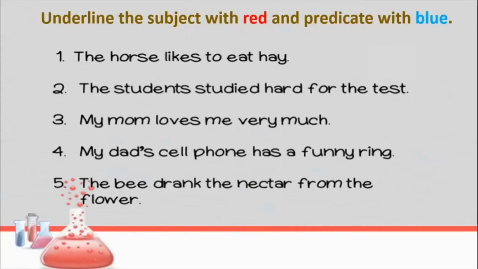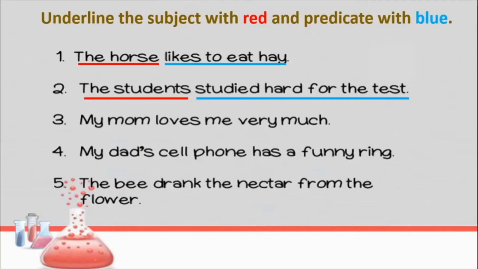Okay? So let's check up what the answers are. So the first sentence is, the horse likes to eat hay. So the horse is the subject, and of course likes to eat hay is the predicate. So hope you got this one right. Then you have, the students studied hard for the test. So the students, who studied hard? The students. What did the students do? They studied hard for the test. So that is the predicate.